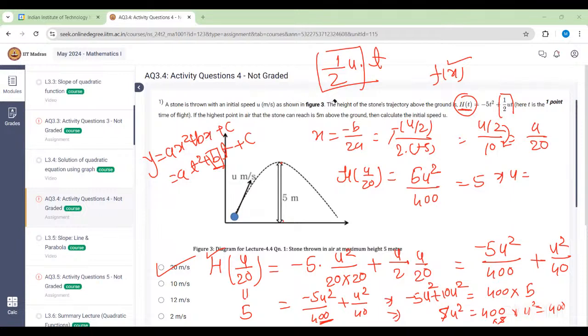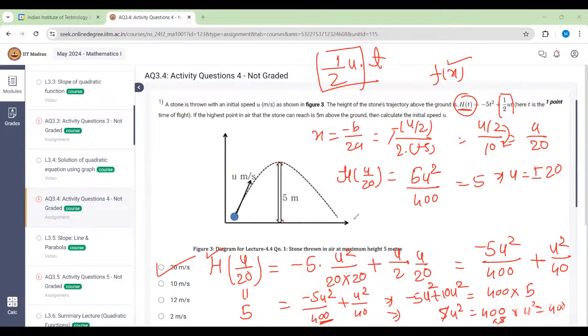Is that clear? Okay. Yes, ma'am. And then the x coordinate is given by u by 20. So the x coordinate will become u by 20 and the y coordinate will become minus 5 of u square by 400 if you calculate it. And then you will get two values of u, plus minus 20. So we will select plus 20 because minus 20 is not an option.